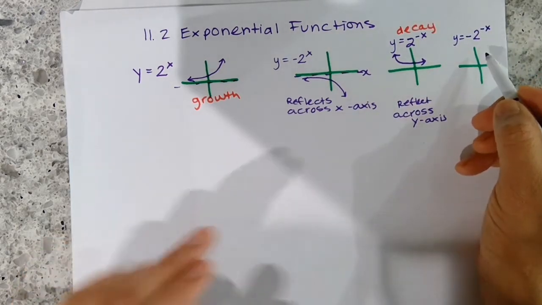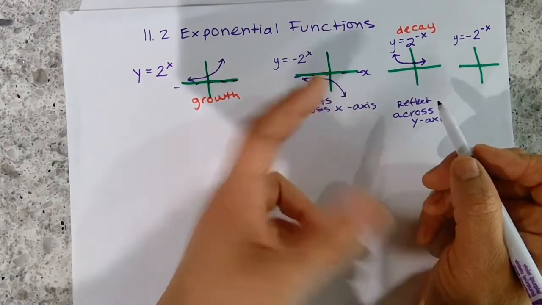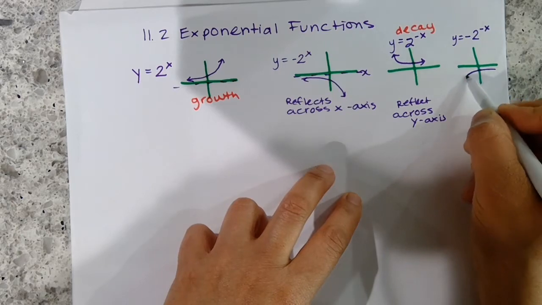All right, the last one, y equals a negative 2 to the negative x. So this is going to reflect it across the x-axis, and then it's going to reflect it across the y-axis. So what does that look like?